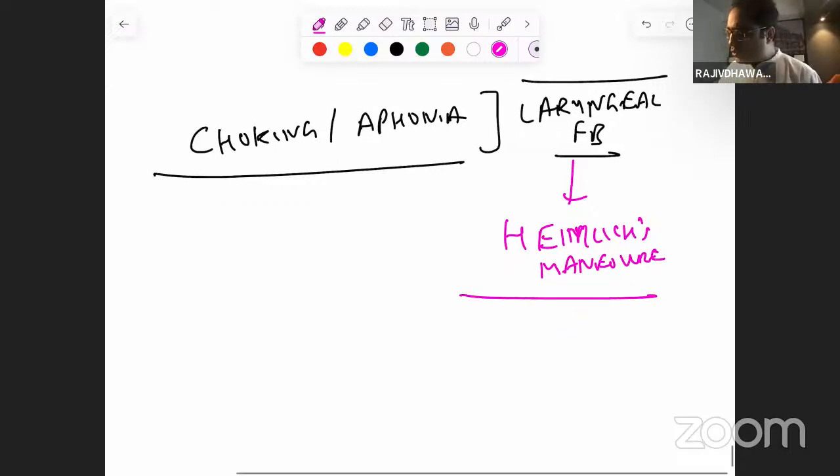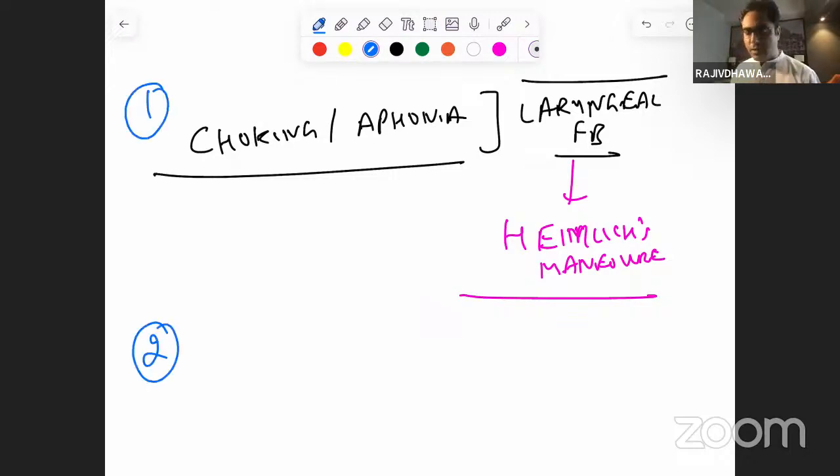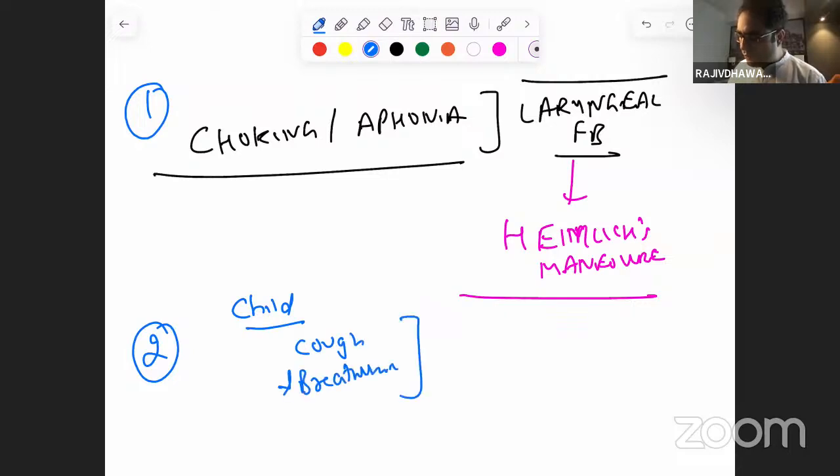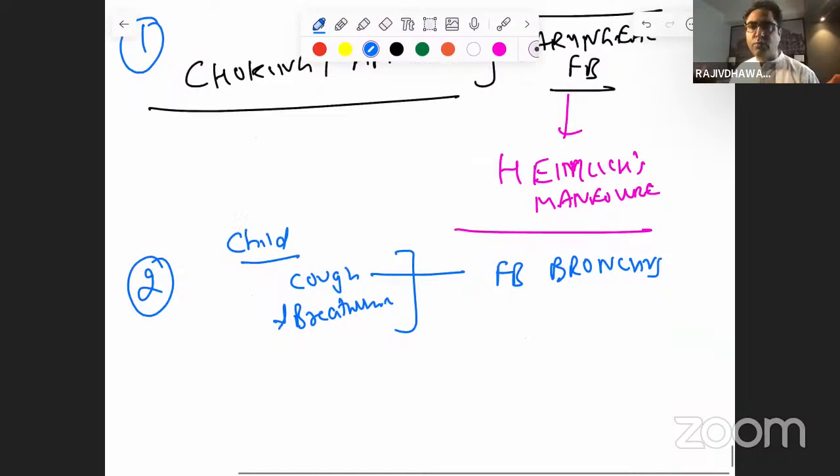Number two, beta. A child while playing develops sudden cough and breathlessness. Cough and breathlessness in a child who is playing will be foreign body bronchus. Foreign body bronchus is a very famous question for NEET PG and FMG both, beta.